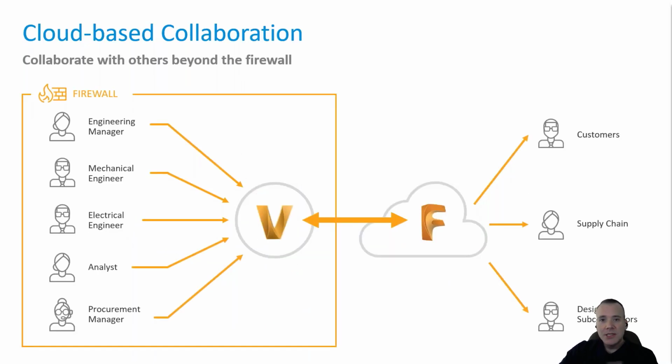Now, beyond just the people in your organization that need to share the data, there are people outside that need to work on it, right? Customers, parts of your supply chain, your design subcontractors. Let me get out of the way there for a second. Vault Professional can facilitate that interaction through synchronization with something called Fusion Team, or more generally Fusion.